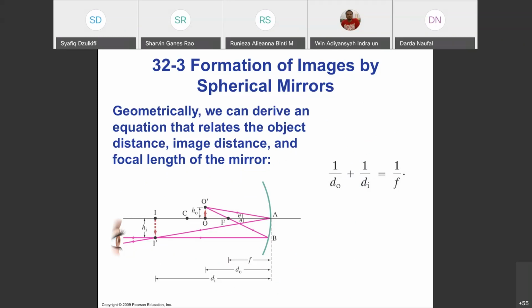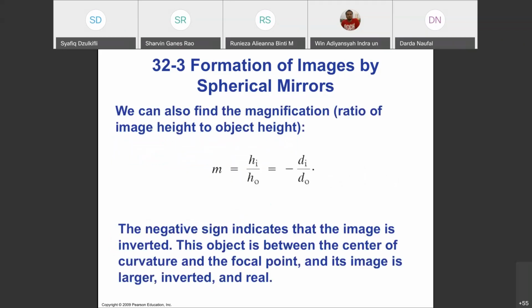dO is the distance of the object. DI is the distance of the image. F is the focal point. Let's see an example. M is magnification, so whether the image is getting bigger, larger, or getting smaller.